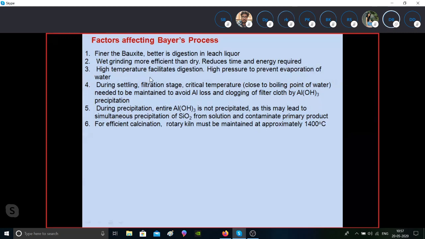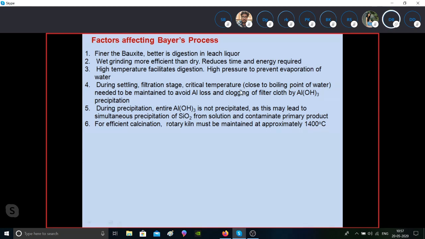Now the first point is clear: high temperature is needed to facilitate digestion. High pressure is needed to retain water in liquid form. Okay. Now the second point I was talking about: why do we need to maintain the temperature of the entire settling, clarification and filtration stage near 100 degrees centigrade?